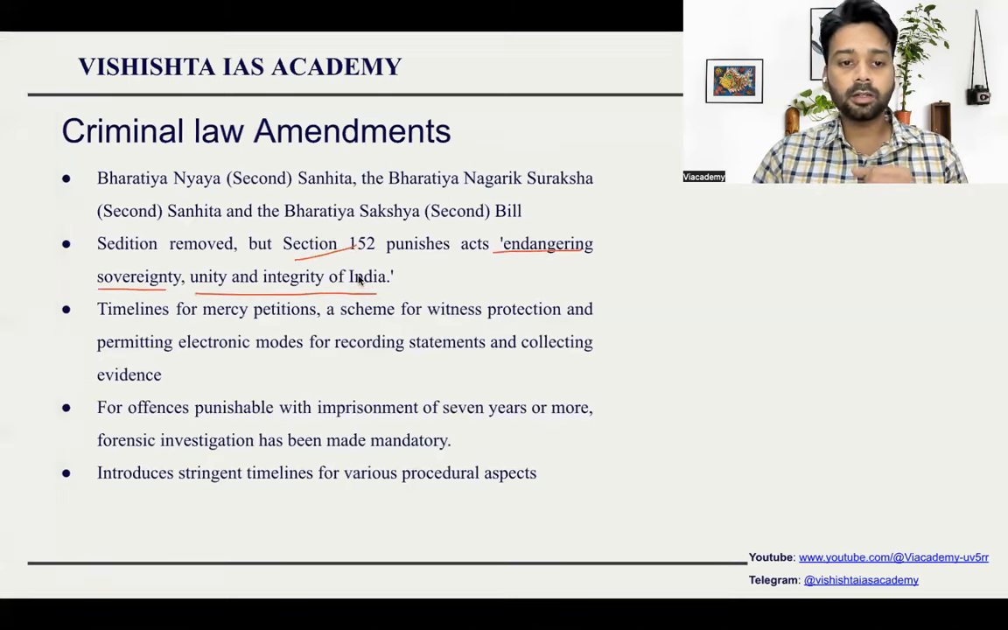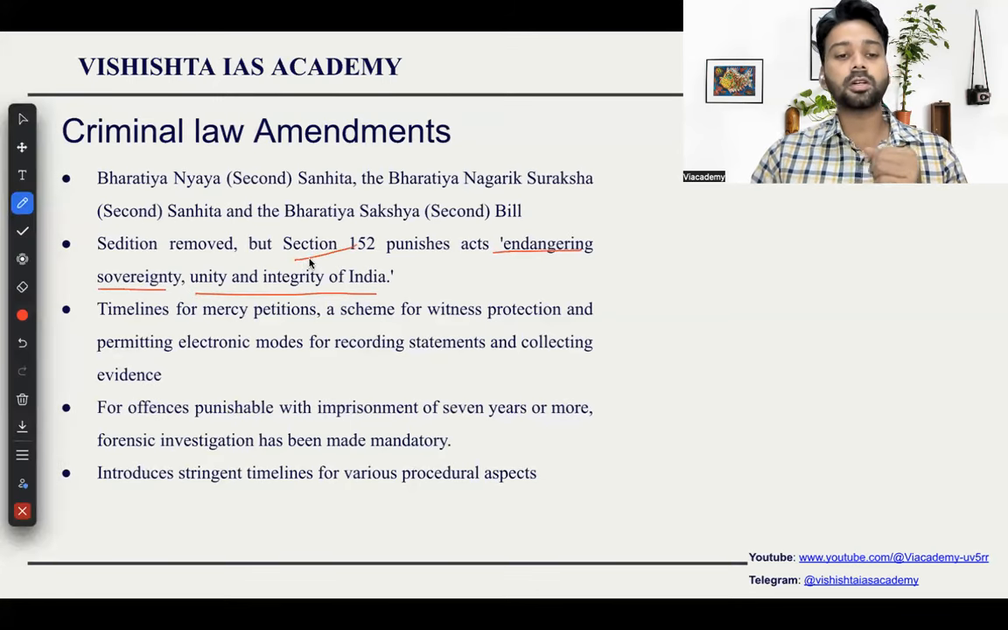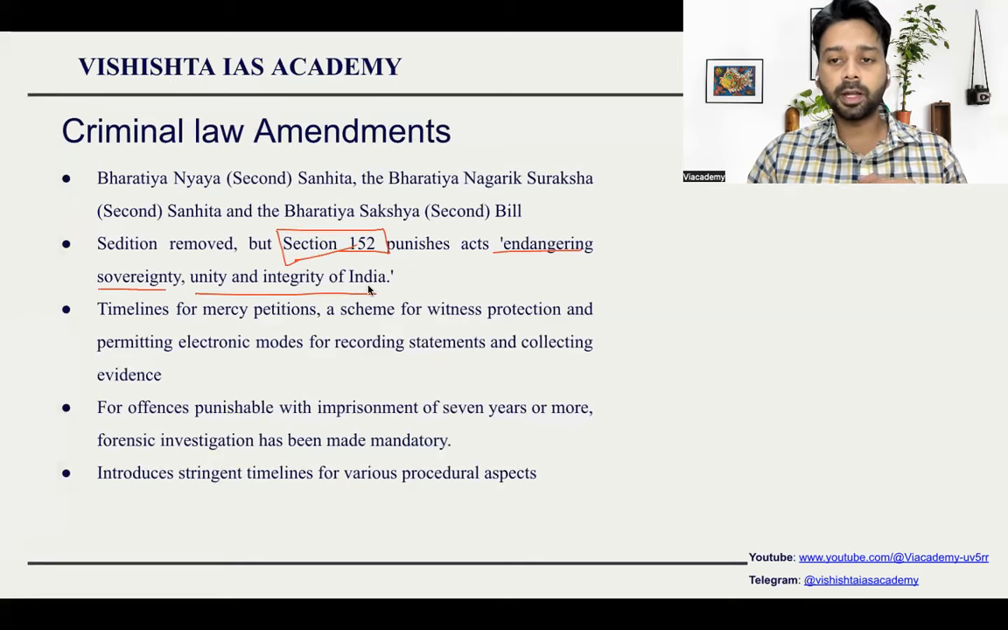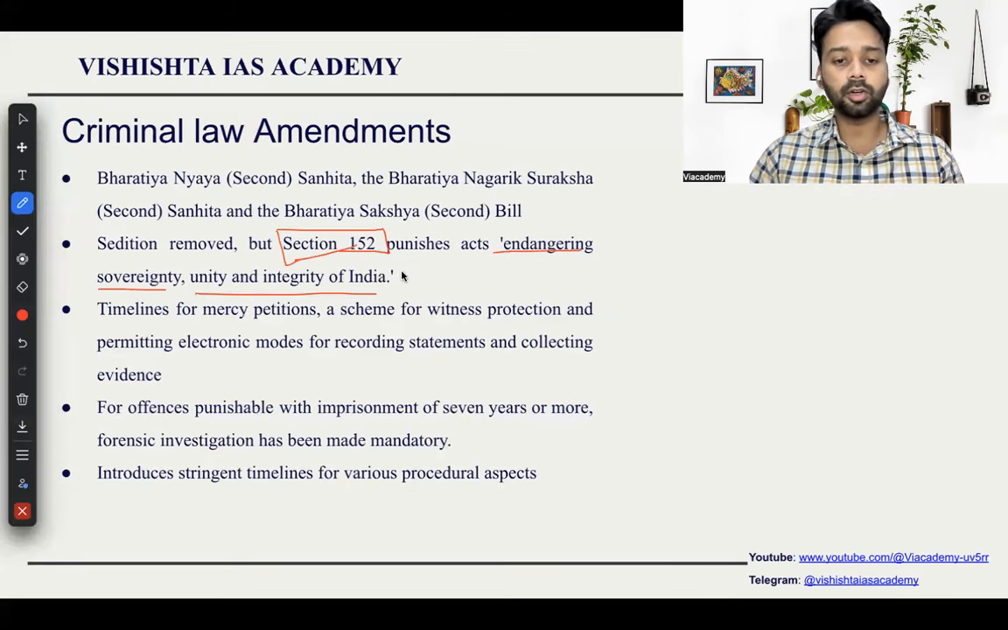India. Earlier, the Sedition Act was there, due to which, even if anyone opposed the government, the sedition provisions were applied. At present, it won't be applied if anyone raises their voice against the government, but if anyone raises their voice against the unity and integrity of the country, then they will be punished.